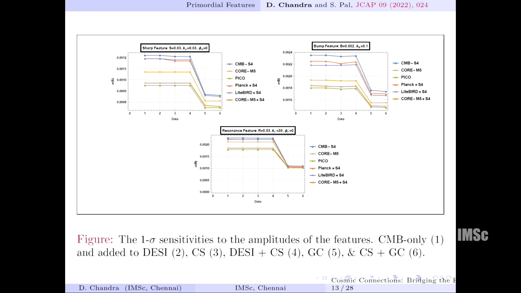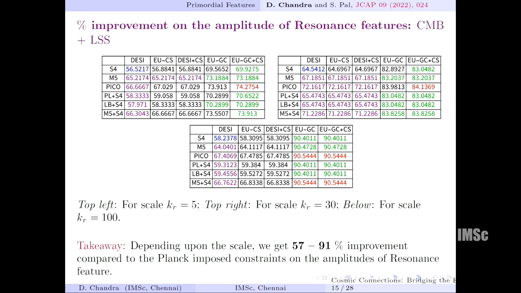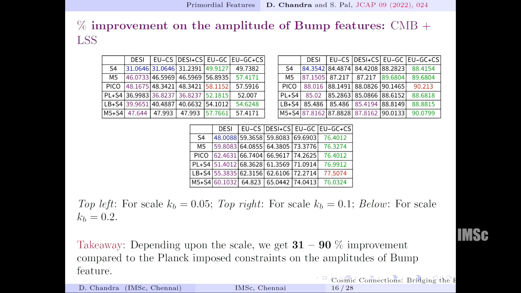Now if we consider the CMB missions along with the large scale structure missions, we get further improvement in the bounds. Depending upon the scale, we can achieve from 47 to 98% improvement for the sharp feature, 57 to 91% for the resonance feature, and 31 to 90% for the bound feature.